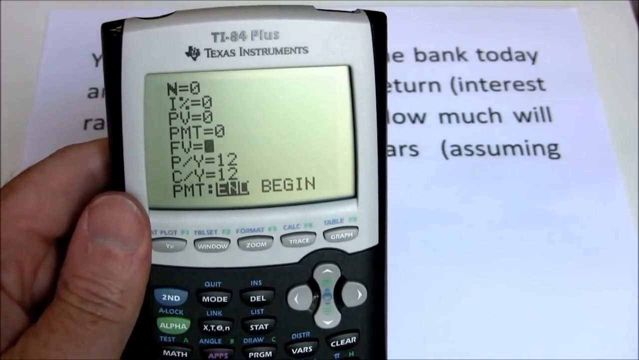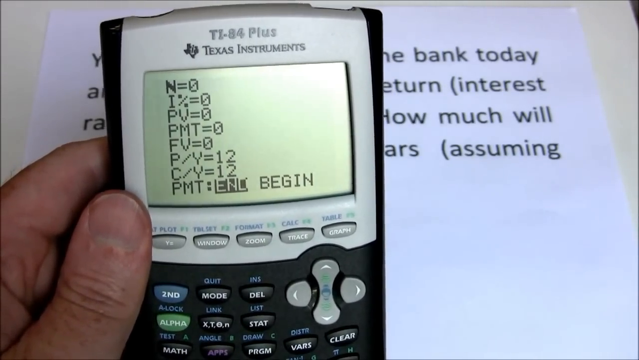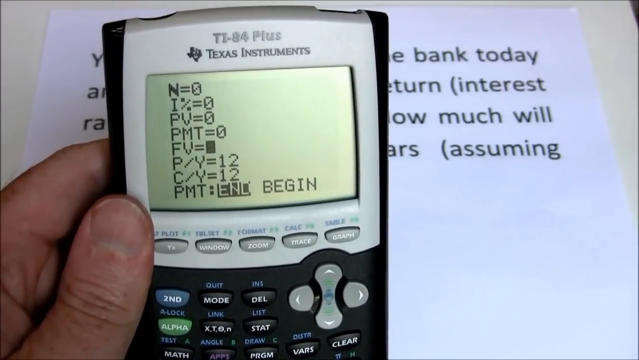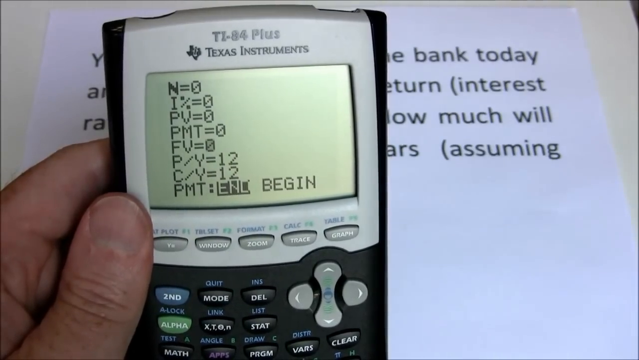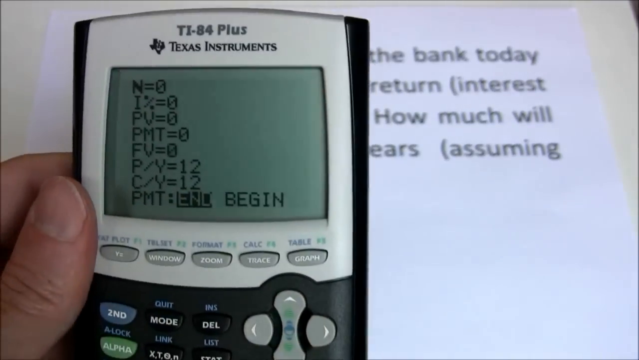Or if you're saving for retirement, are you saving at the beginning of each period so you have time to earn interest that period, or the end of each period so you don't earn any interest during that first time period? 99% of what we do in this class is going to be set for end of period. And you can see that's the default.